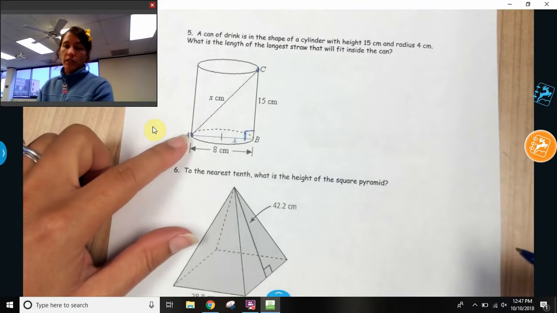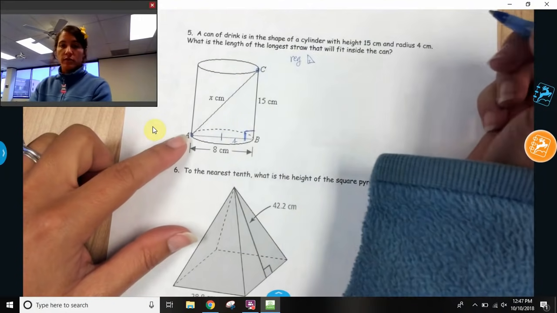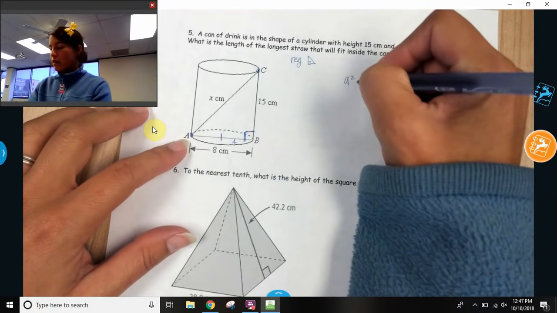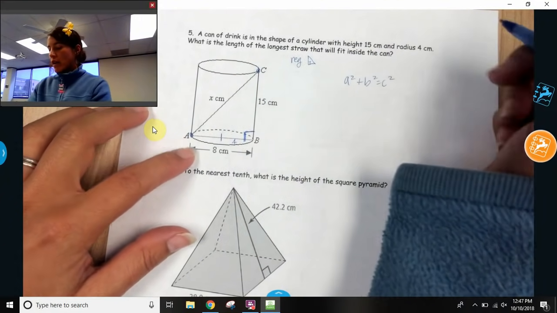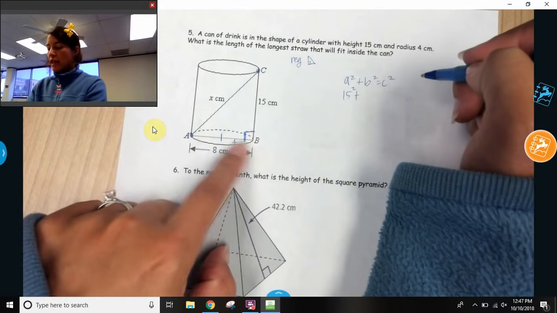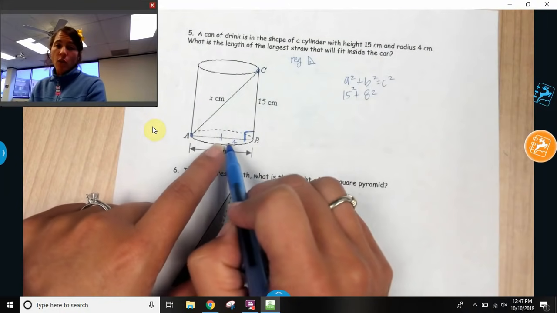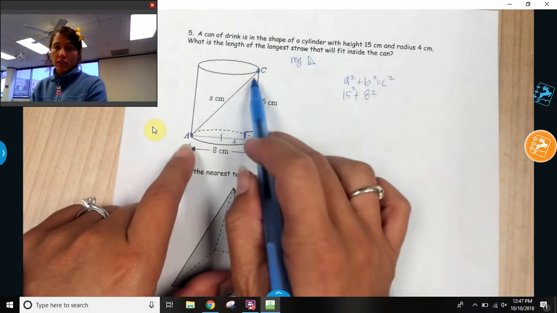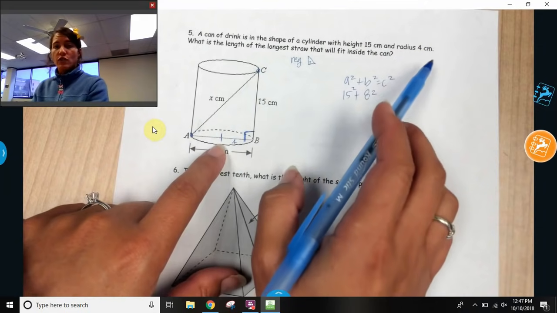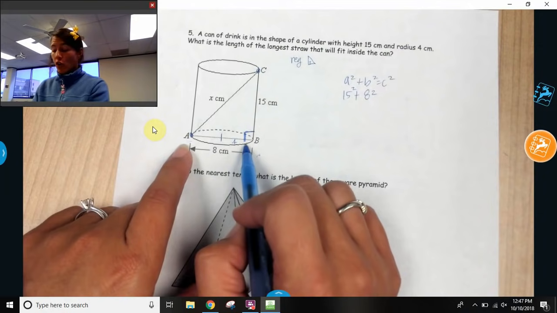So put your right angle here. This is just a regular right triangle. And the legs, so we have 15, and then this leg all the way across is 8. We don't want to use 4, because my right triangle goes all the way across the diameter. The problem gave us 4, but I need to use 8 because it goes all the way across.